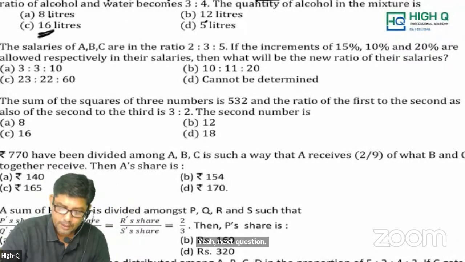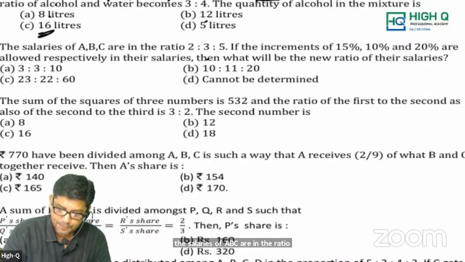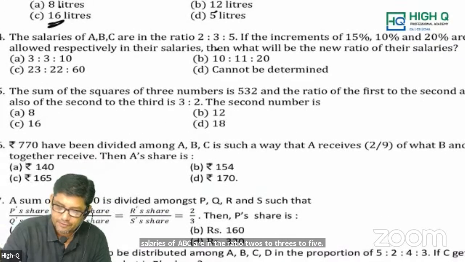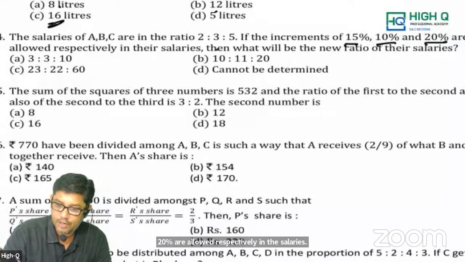Okay, next question. The salaries of A, B, C are in the ratio 2 is to 3 is to 5. Yeah, 2 is to 3 is to 5. The increments of 15%, 10%, 20% are allowed respectively in the salaries. Then what will be the new ratio of their salaries?